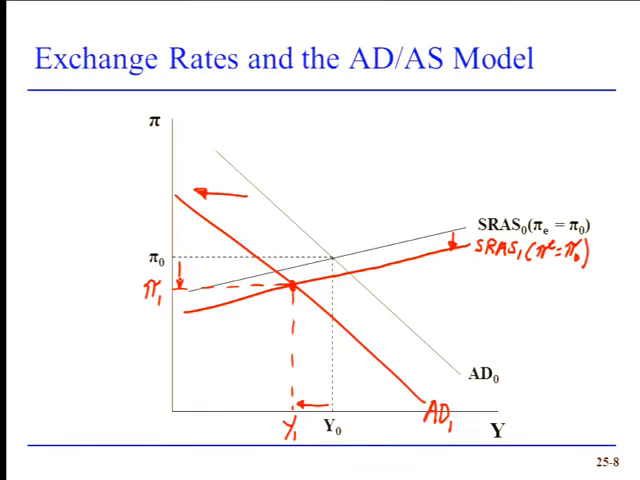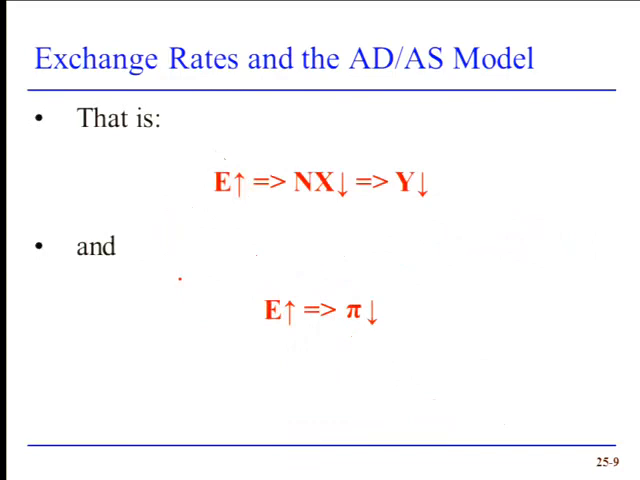Okay, so that's how we want to think about what happens to aggregate demand and aggregate supply when the exchange rate changes. So what we just saw then, an appreciation of the currency reduces net exports, which reduces economic activity. And it also reduces inflation because of the short-run aggregate supply shock.